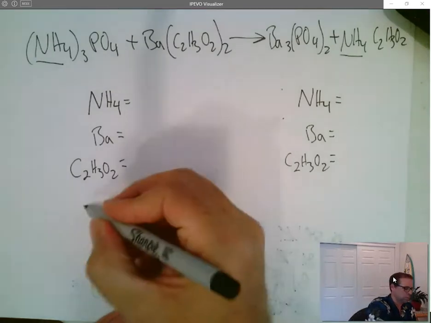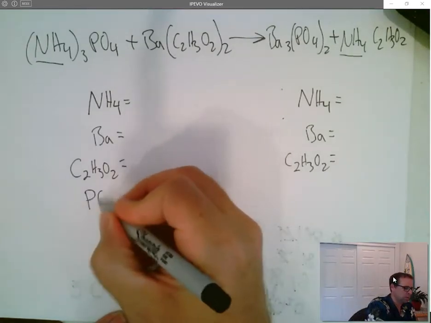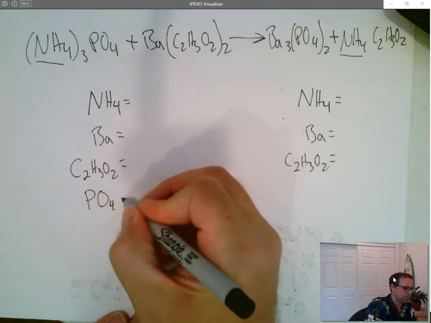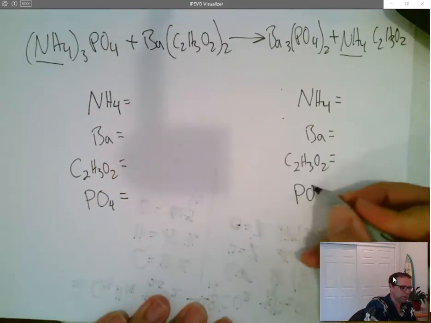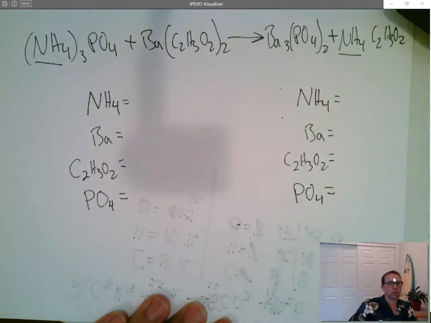The P, what is that? PO4. PO4, yeah. Okay? And what is that? That's phosphate. That's the phosphate ion. Phosphate, okay. And we'll talk more about that later on.